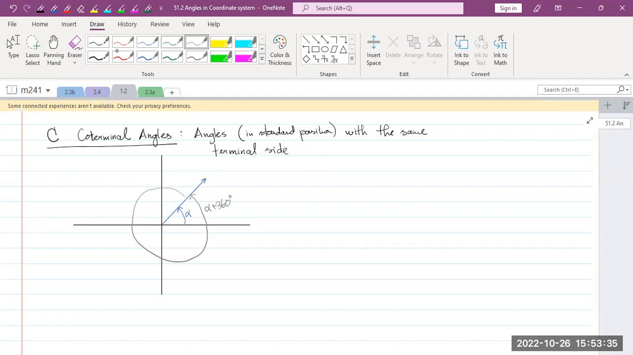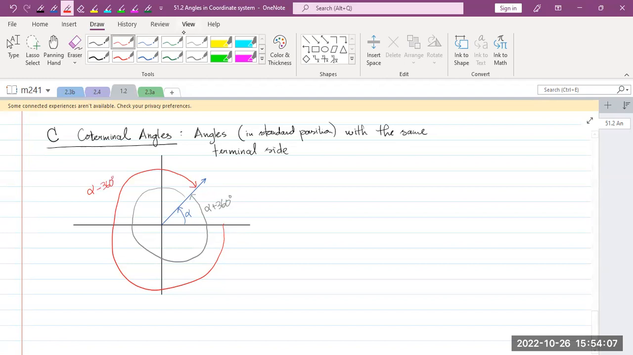So if you go backward, this is also a coterminal angle. Hold on, this is alpha minus 360 degrees.